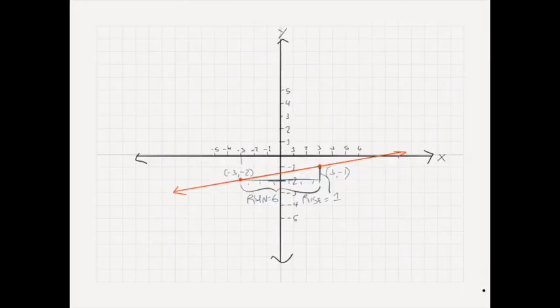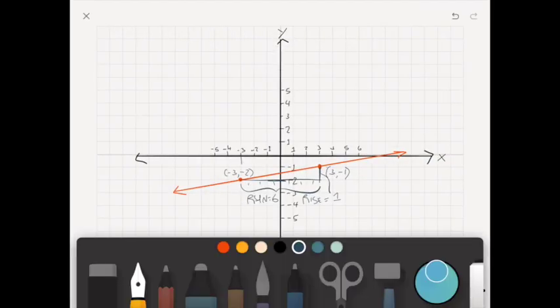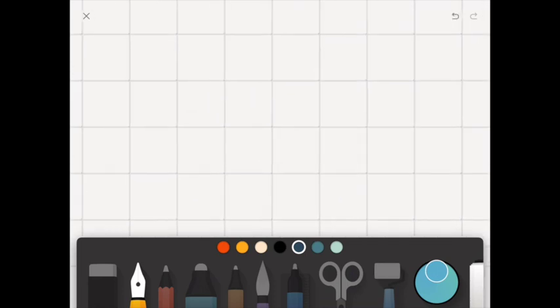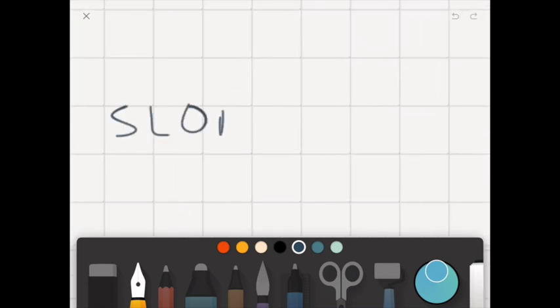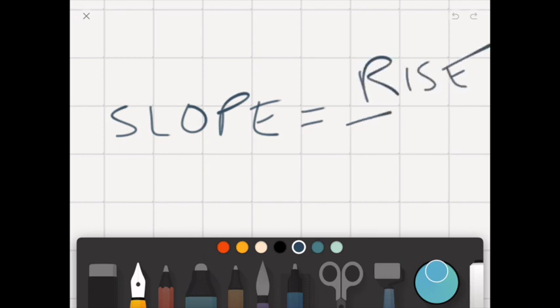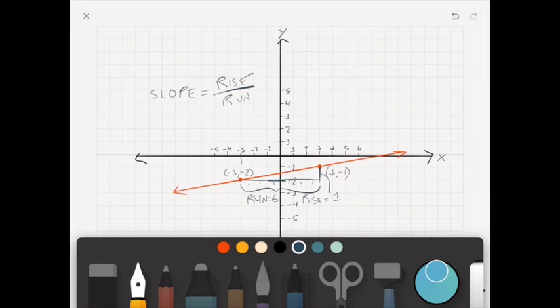And one way that we can calculate slope, which we're going to use right now, is that slope, generally speaking, is going to equal rise over run. So if we know the rise and we know the run, we can calculate slope no problem. Here we had a rise of 1 and a run of 6. So this has a slope of 1/6. That's the slope of this line.